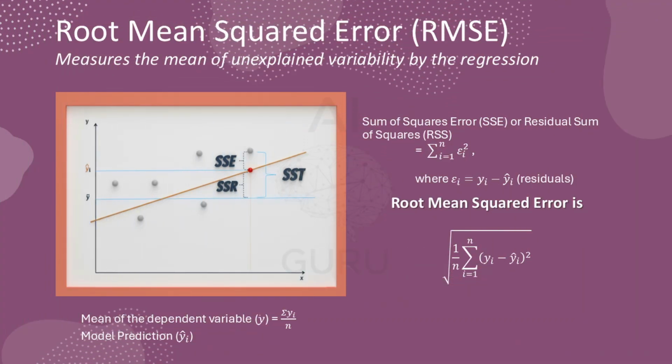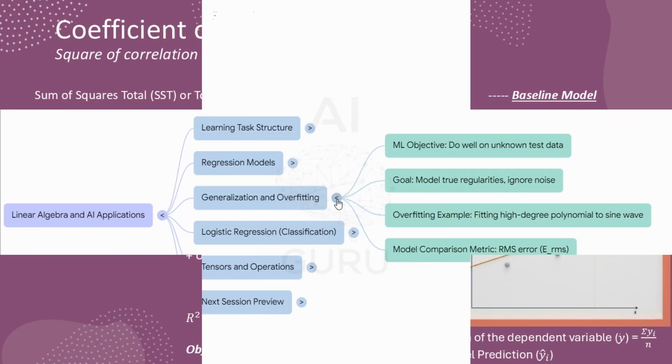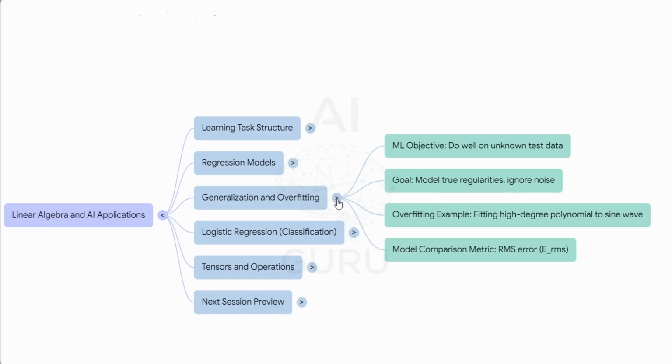That's why we look at metrics like root mean square error on separate test data. It helps us see if the model truly learned or just memorized. You have to find that balance. Okay. Super important concept. Now, let's shift gears.